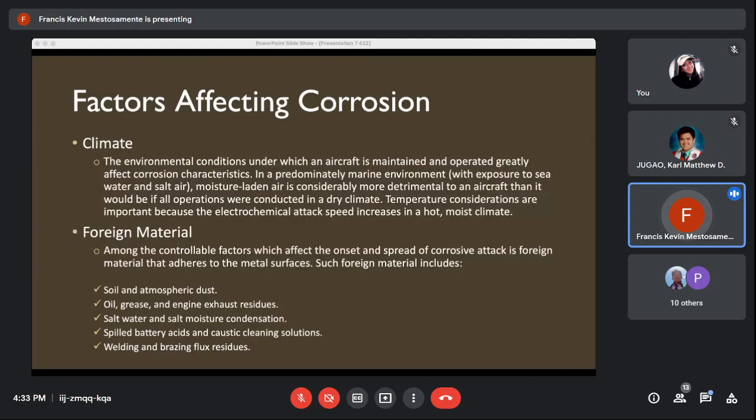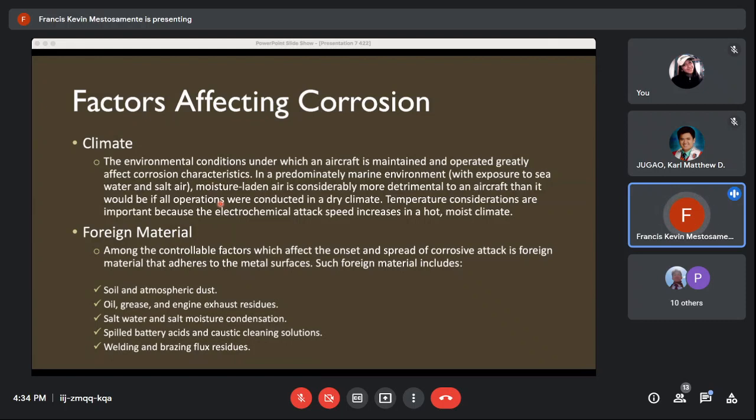Next slide, we got factors affecting corrosion. We have two written down here. First is climate. Next is foreign material. So climate, it says here exposure to seawater, salt air, or the water itself. So dito papasok yung example nga natin, yung Aloha Airline incident on Hawaii. And compared also to our country.